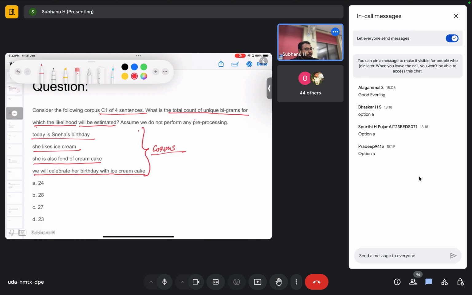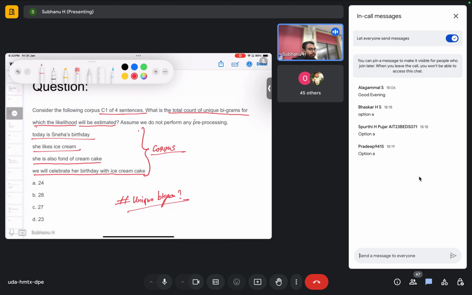So what do we have to count? We have to count the number of unique bigrams, for which the likelihood will be estimated. Okay, so this is the thing. So how will you calculate the unique bigrams? That's the question here.